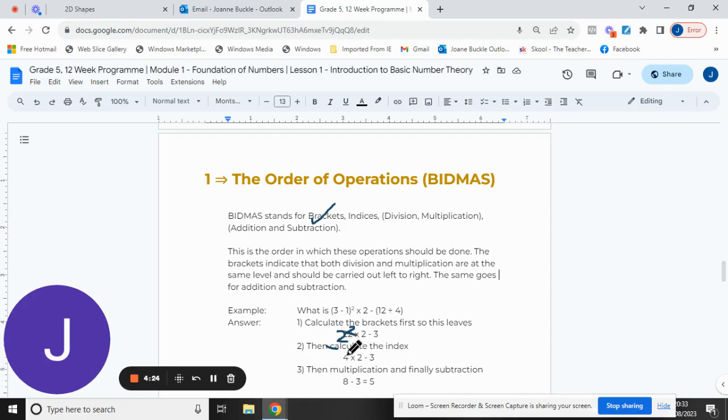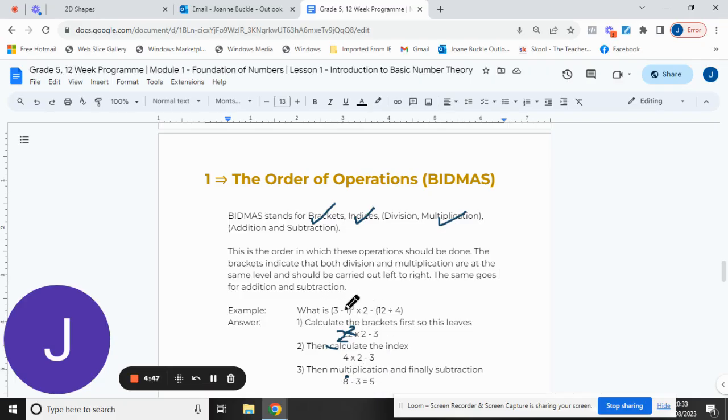So next thing we've got in there is multiplication and subtraction. We've done the indices, let's tick them off. Now my next things are the division and multiplication. So let's do the 4 multiplied by 2, which gives me the 8. So we've done the multiplication. And finally, the addition and subtraction would come last. So 8 subtract 3 is 5, giving us the final answer of 5.